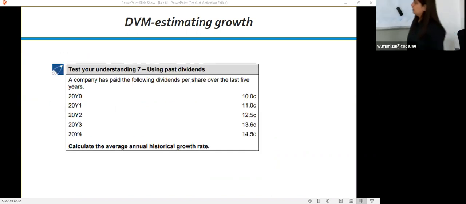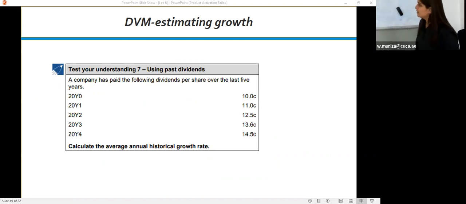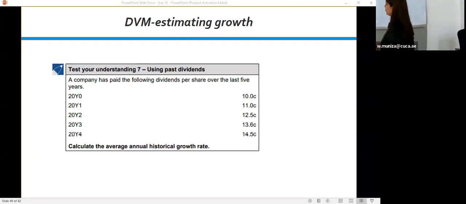Now again, you are required to calculate the growth rate using past dividend. So, what is the formula, students? D0 divided by dividend n years ago, raised to the power 1 over n, minus 1. Use the same formula to calculate the average annual historical growth rate.